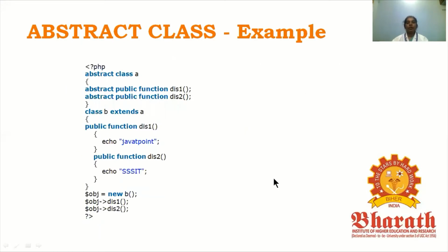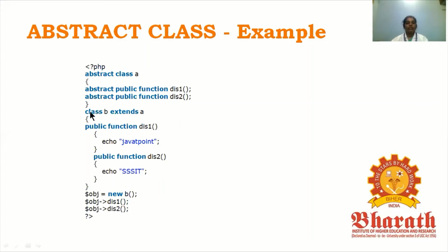See the example of an abstract class. This is the example. The abstract class contains two abstract methods. The keyword is used before the access modifier and the class name: abstract class followed by the class name. In this example, A is what class? An abstract class. How many abstract methods are available inside? Two methods: display one and display two.